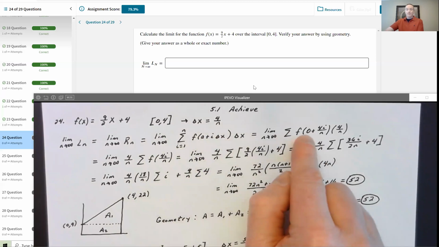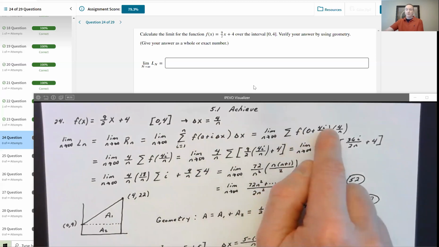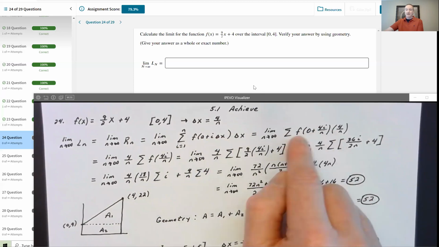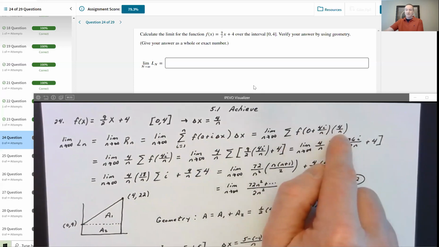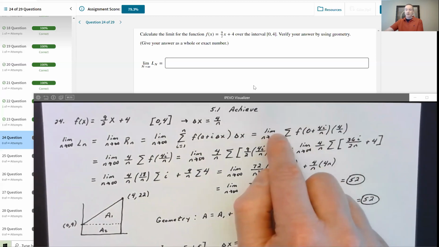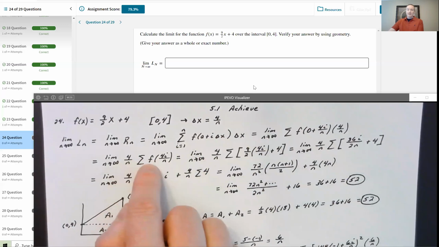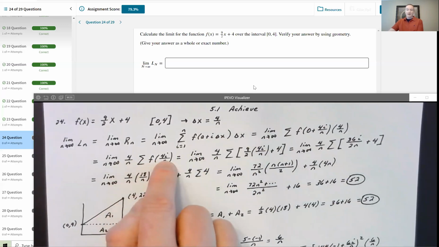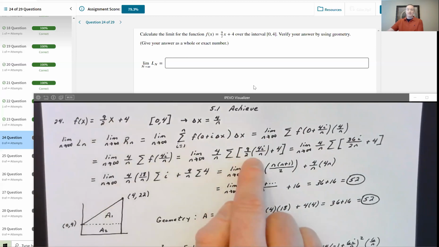So in this problem, like I said, a is 0. Your delta x is 4 over n. We multiply that by i inside the function, and then times delta x, 4 over n. This 4 over n can and should be brought out in front of the summation. And then I have just f of 4i over n on the inside.